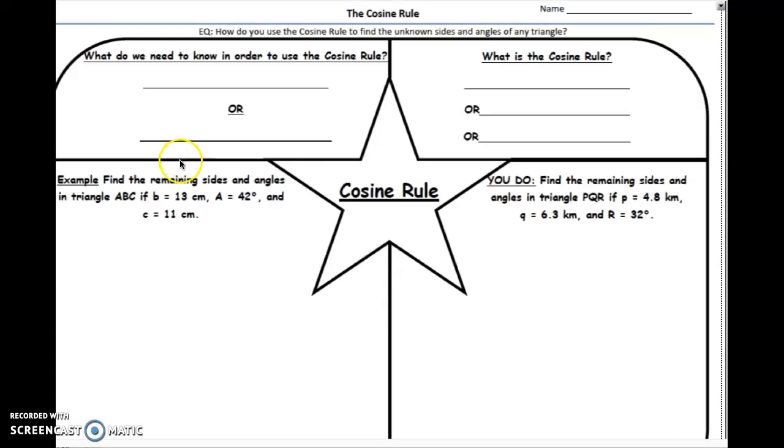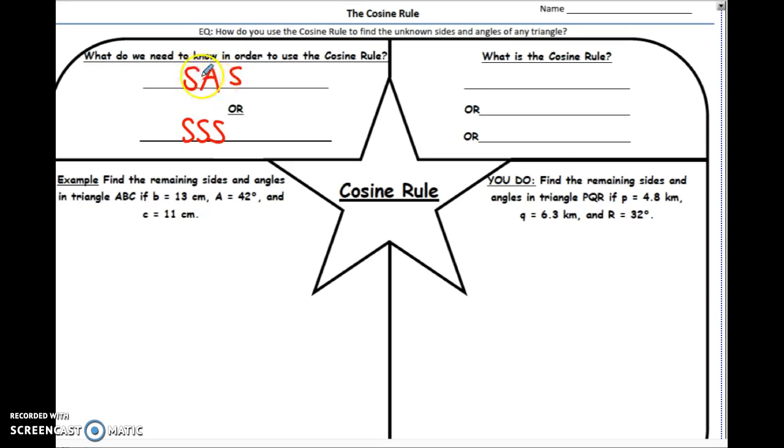So we're going to finish up this unit by learning the law of cosines. So law of sines, if you guys remember, we get to use when we have an angle-side-angle or angle-angle-side scenario. When we do our law of cosines, we're going to have side-angle-side and side-side-side.